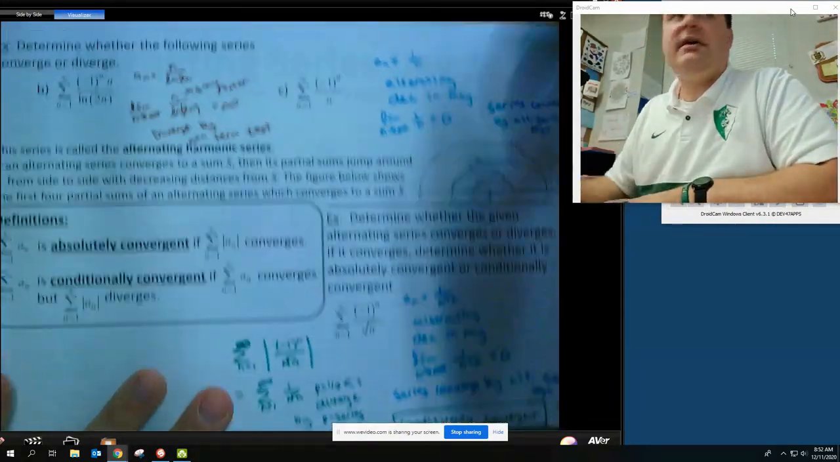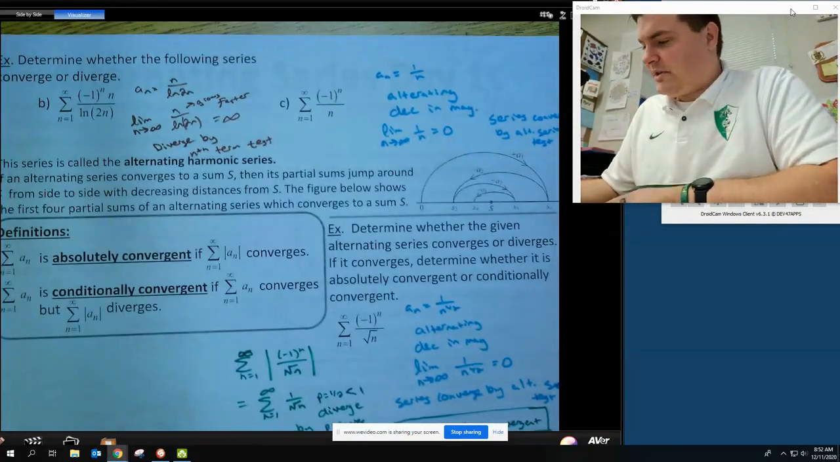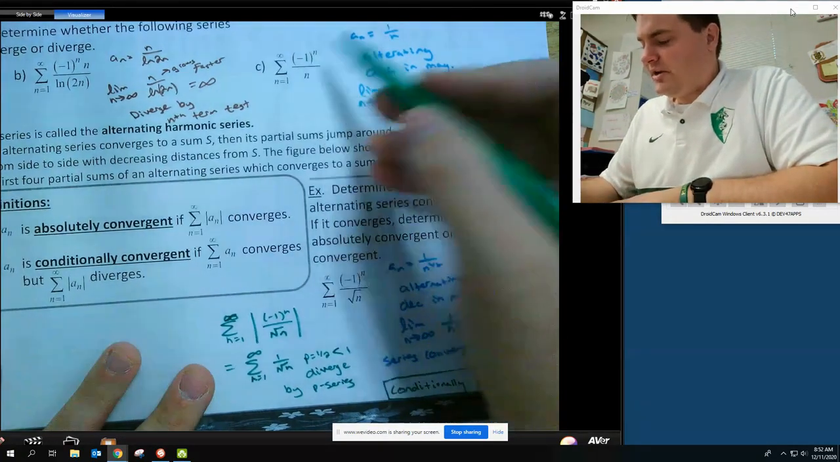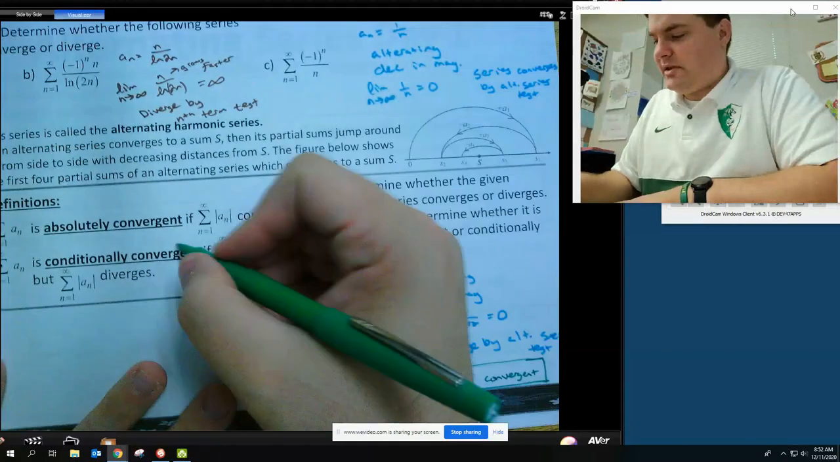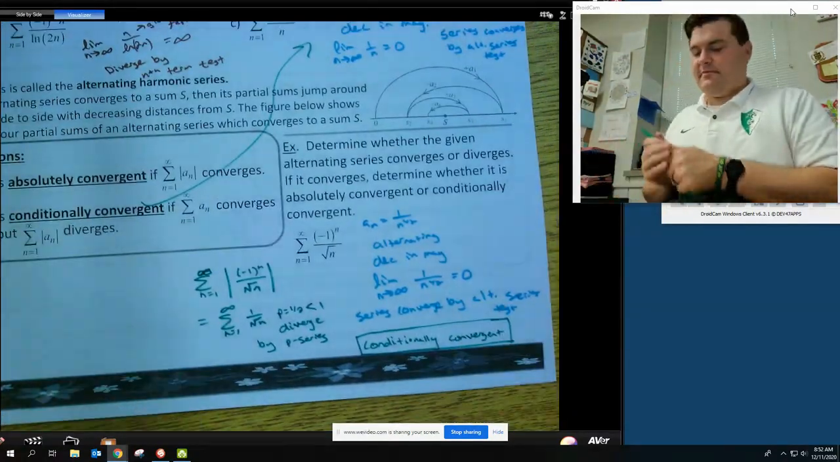Actually, the same thing here would happen to C here. This is also conditionally convergent because I know that this is the harmonic series, which diverges, but since it's alternating, it doesn't. So this was another one that would be conditionally convergent. All right, and that's going to wrap it up for this lesson.